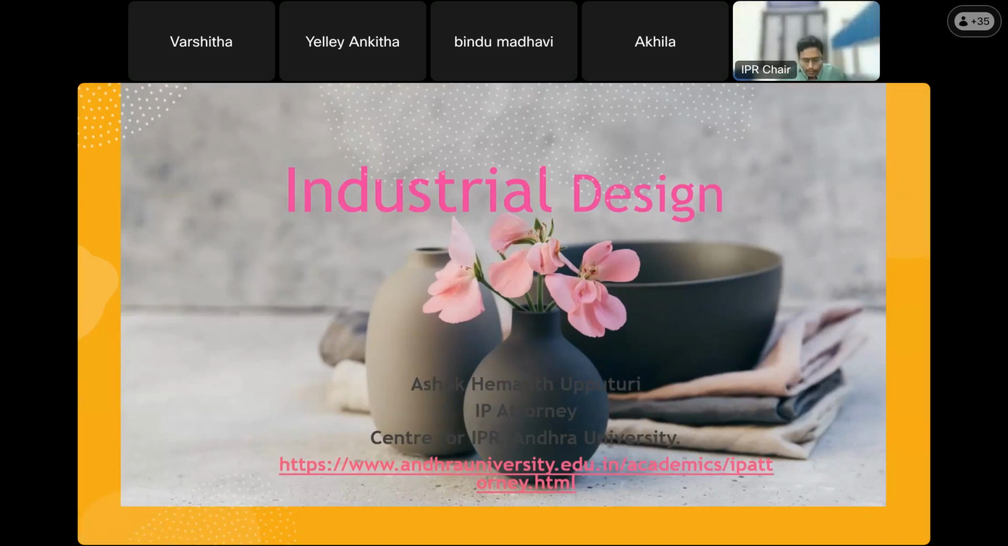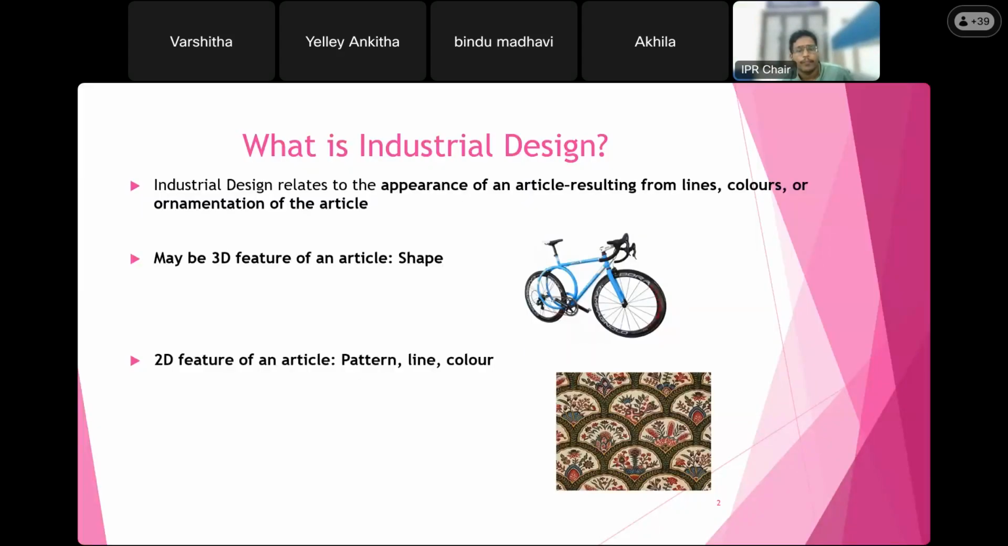So far we discussed patents, right? So now today we're going to discuss industrial design. So what is industrial design? Industrial design relates to the appearance of an article resulting from lines, colors, or ornamentation of the article. So basically, industrial design mainly focuses on the appearance of the article.